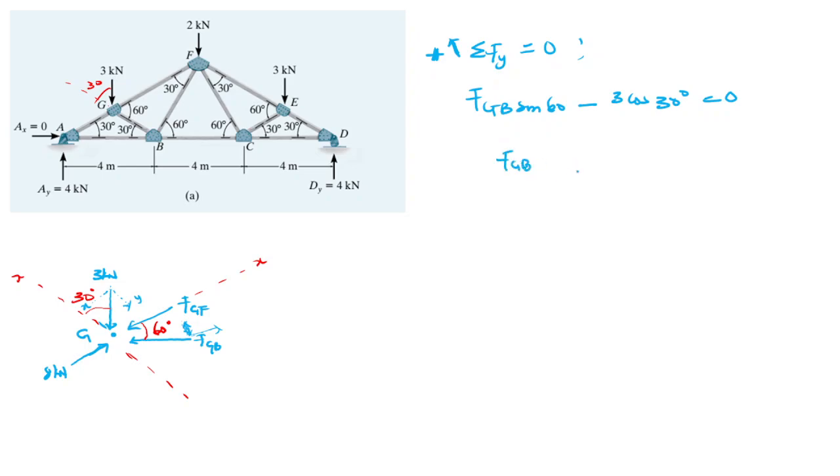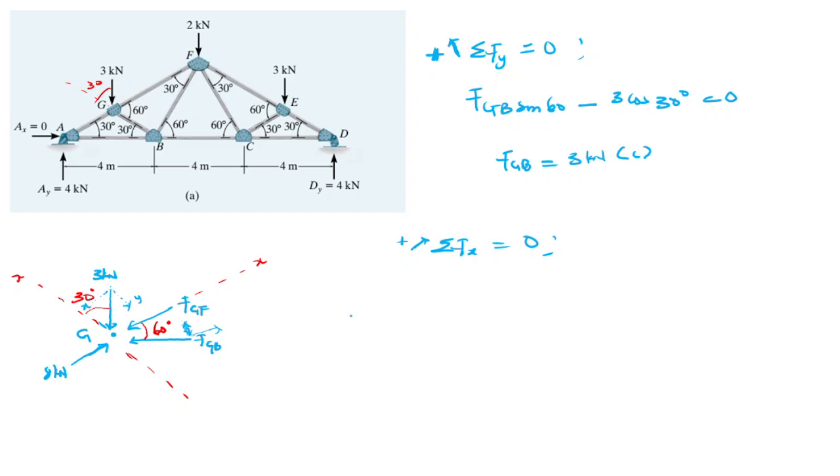Okay, so solving this, we have our FGB equal to 3 kilonewton. Since it is positive, our FGB, initially we took it to be in compression, so compression. So summation of forces in the x direction, that's horizontal direction, equals 0. So we follow suit, and this is positive.